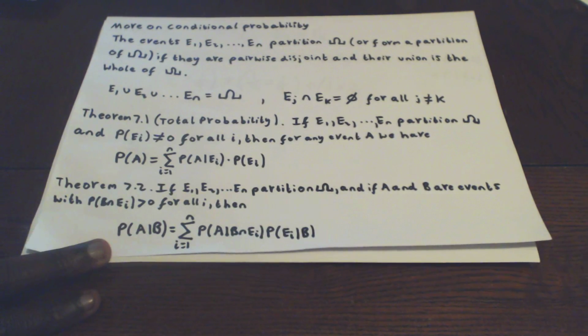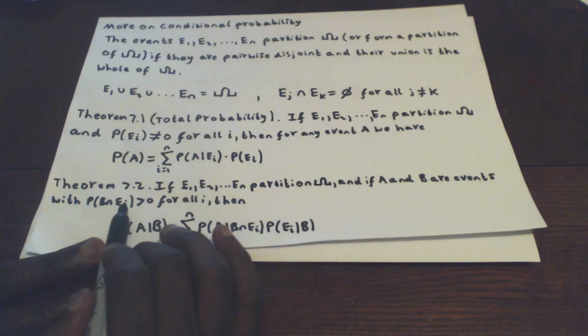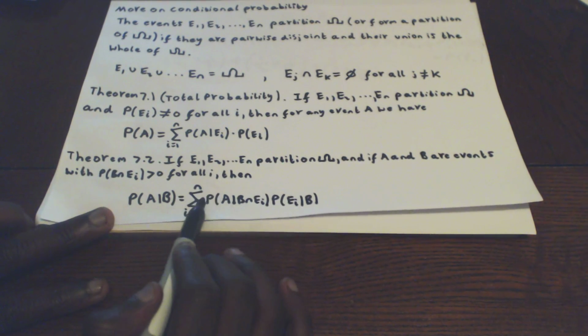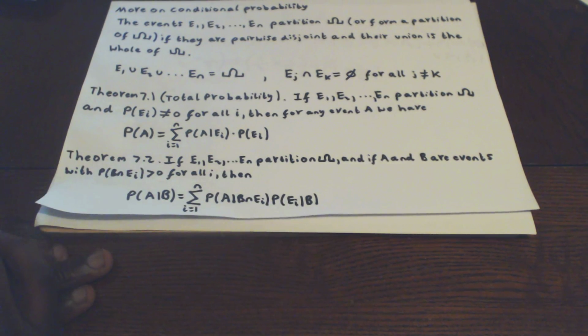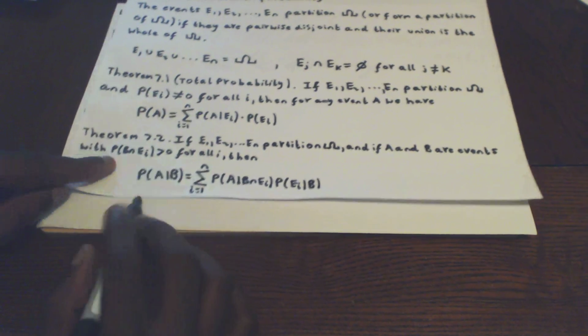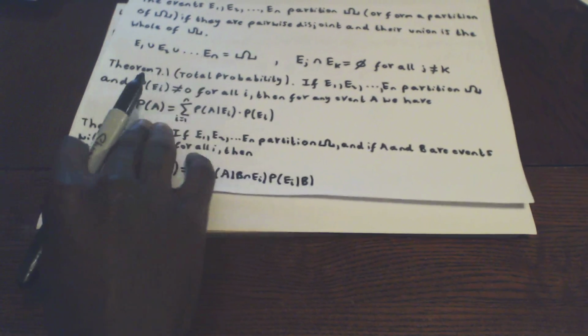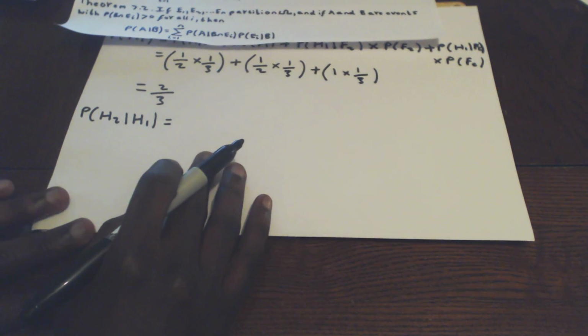So by theorem 7.2, if these partition, and A and B are events with probability of B intersection EI being greater than 0 for all I, then we've got this: A given B is a sum from I equals 1 to n of probability of A given B intersection EI times probability of EI given B, right? Well, our EIs, we've got E1, E2, E3, just like before. Our B is now H1, because now we want the probability of H2 given H1. So our B is H1, and our A has now become H2. So by applying theorem 7.2, what are we going to have?